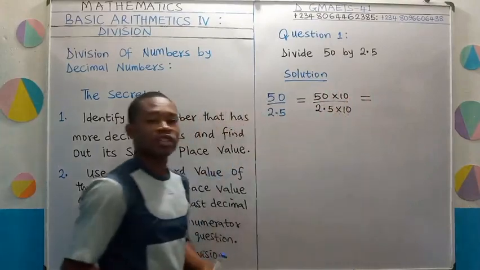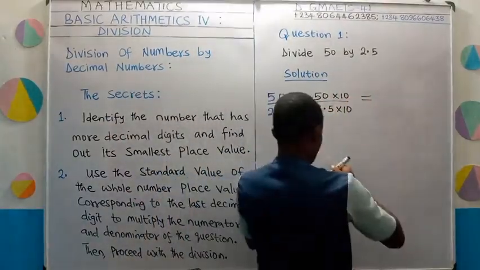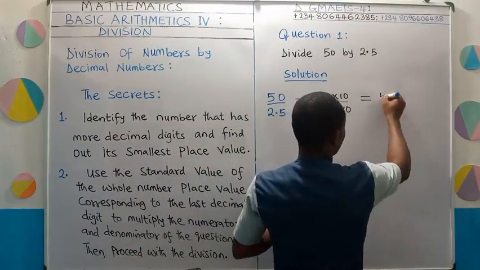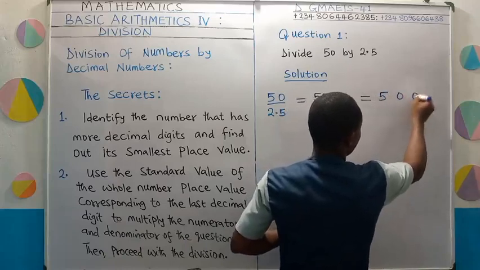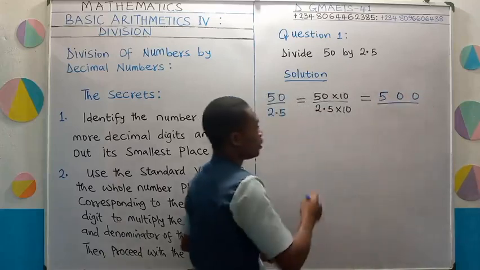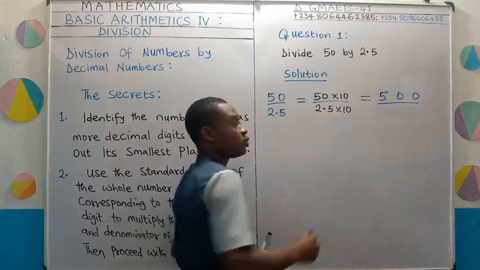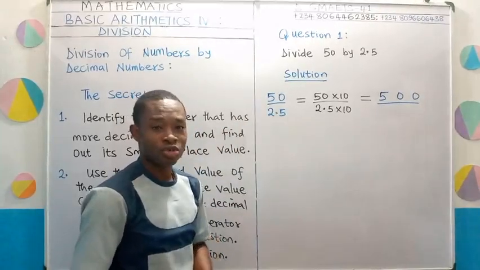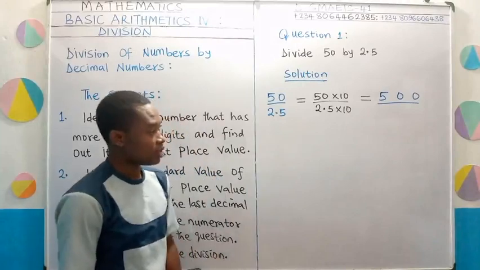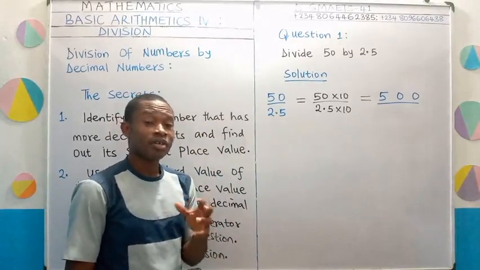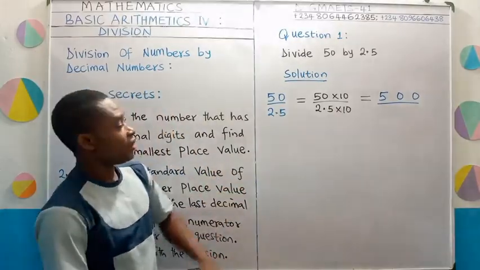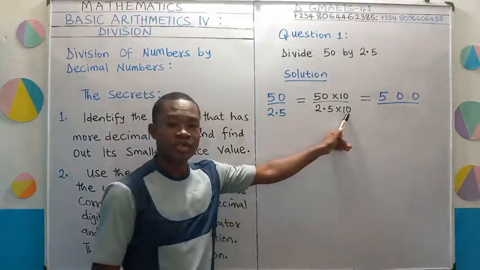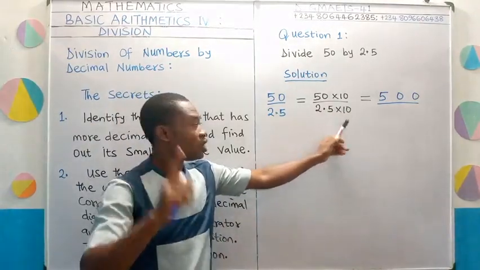Now, this will give us 500 in the numerator. Now let me make space, because I'm going to divide here now. Then 2.5 times 10 will give you 25. How did I know that it is going to be 25? Let me quickly show you the fastest way of getting to know it. Then I will show you another method of point movement. Now, in this 10, how many zeros do we have? Just one 0.